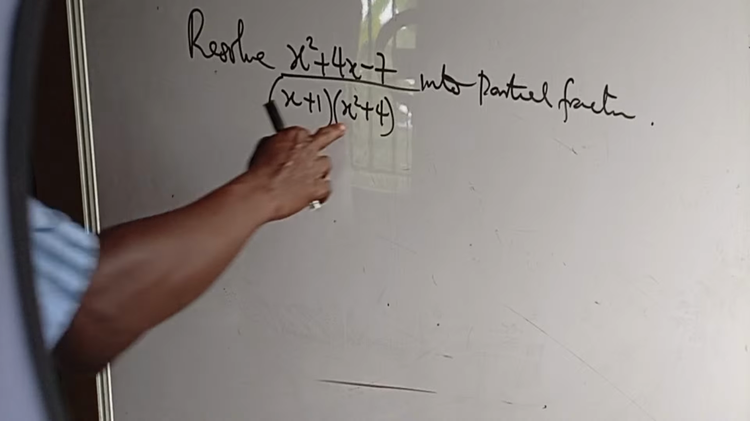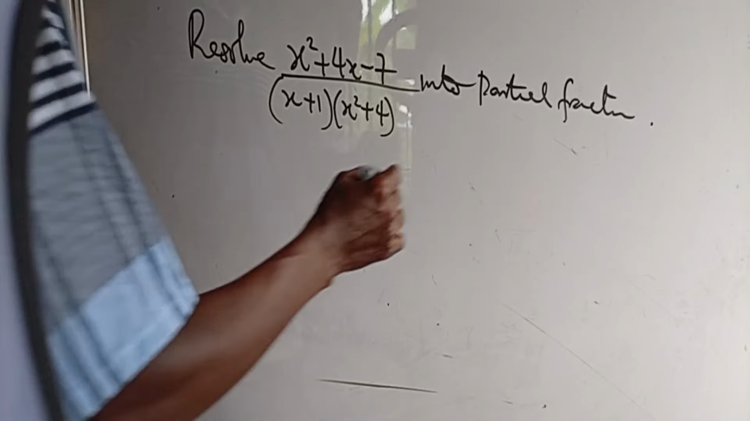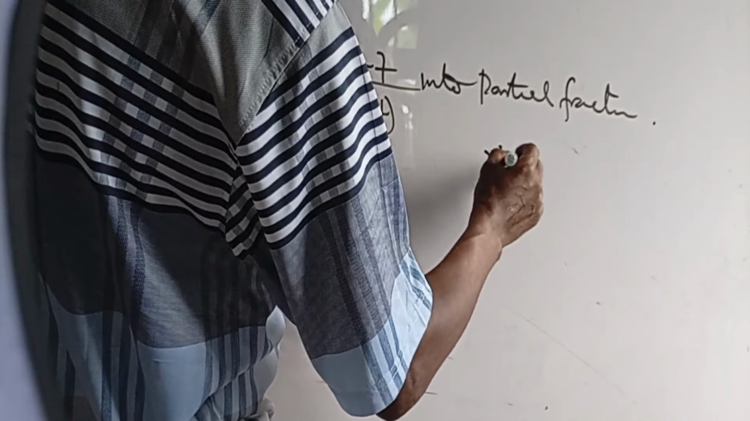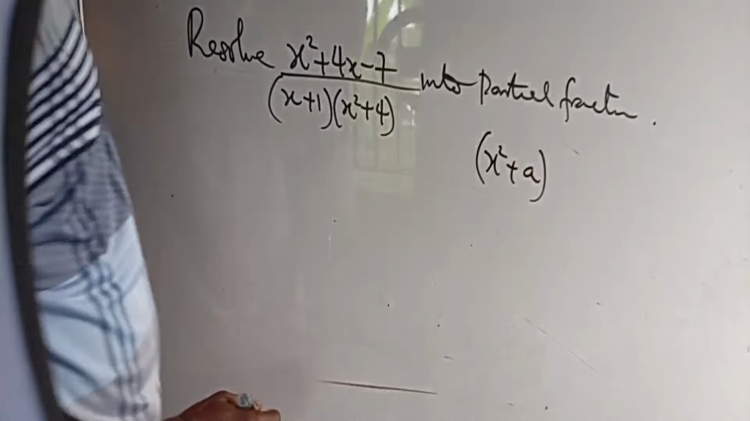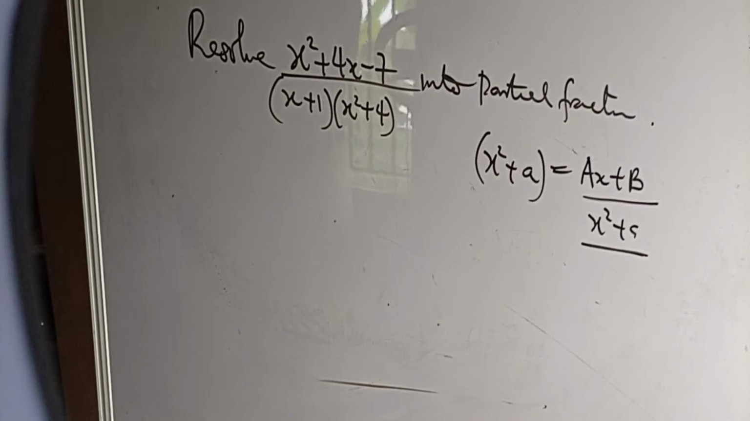Whenever your denominator is quadratic, you have to break it in the form of a quadratic expression. How? Let me remind us. If you have a denominator like x squared plus a, you have to break your numerator, the constant, as ax plus b all over that x squared plus a. Take note. That is how to do it.